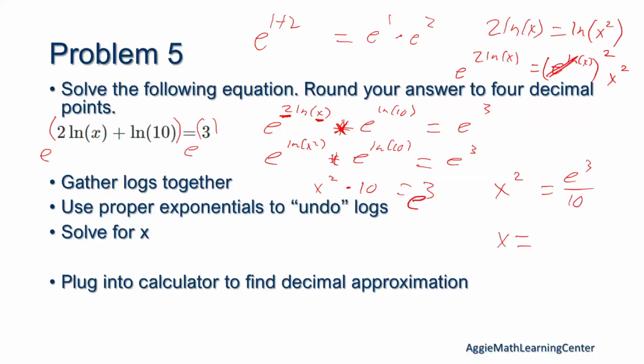And x would equal, in this case, can x actually be positive or negative? If we were to plug in, can we plug in a negative x into that ln? The answer to that is no. You cannot take a log of a negative number. That's just one of the domain restrictions, is whatever the value that you put into your log has to be a positive number. So x would not be plus or minus the square root, but only the positive square root of e cubed over 10.